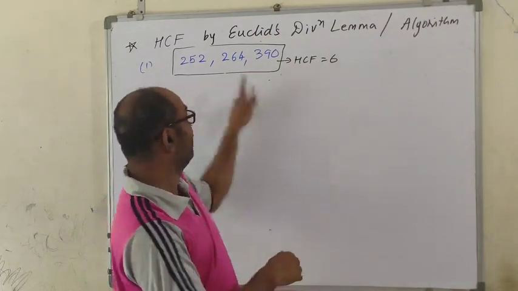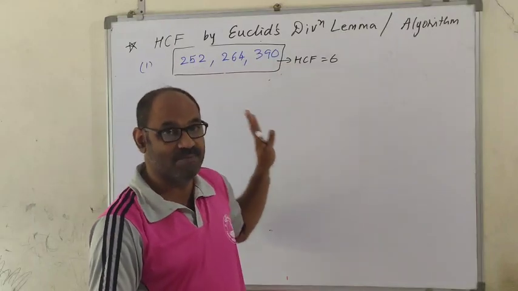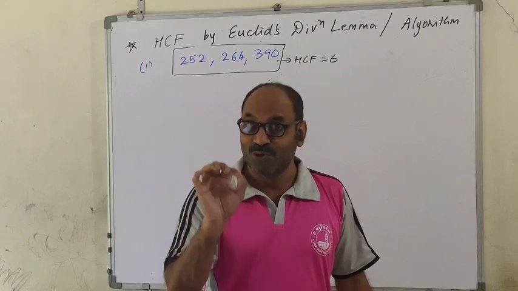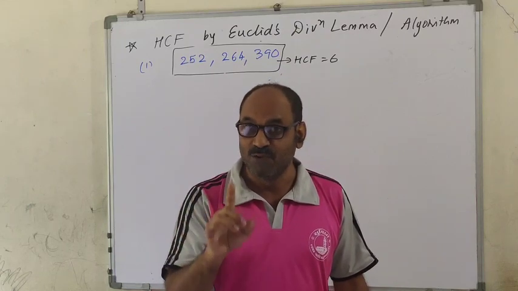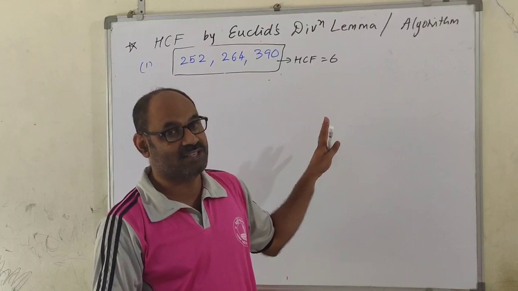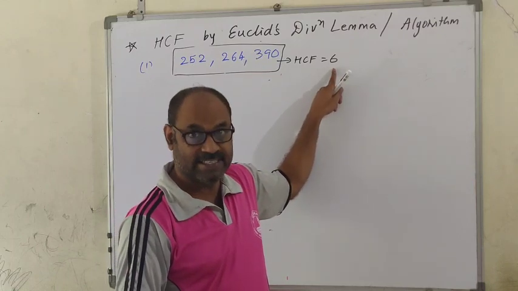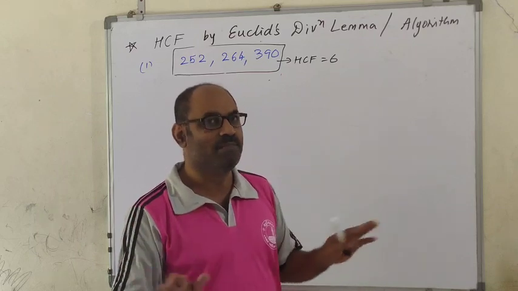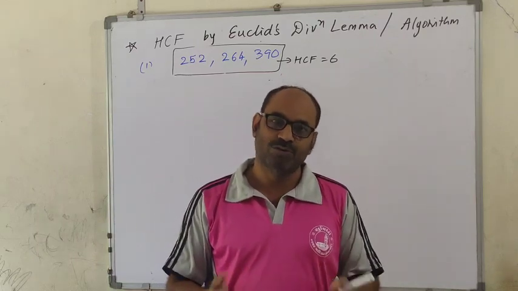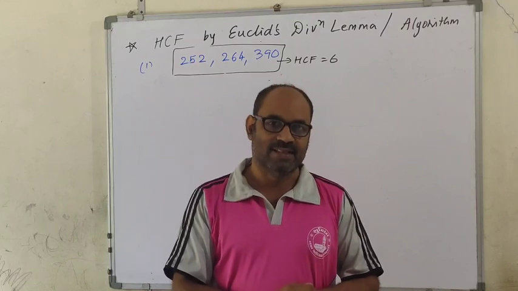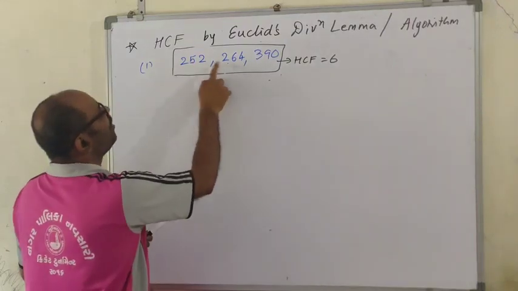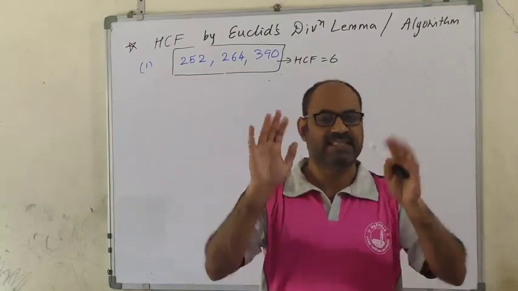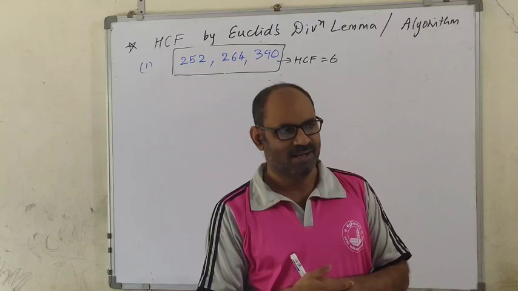In the examination, if the question is find the HCF of these three numbers using Euclid's division lemma, then you will have to employ Euclid's division lemma only. If you find the HCF by the prime factorisation method, though your answer 6 is correct, you will get no marks for that, because you have to do it by Euclid's division lemma. So how to do it? When three numbers are there, choose any two and find their HCF first by Euclid's division lemma.